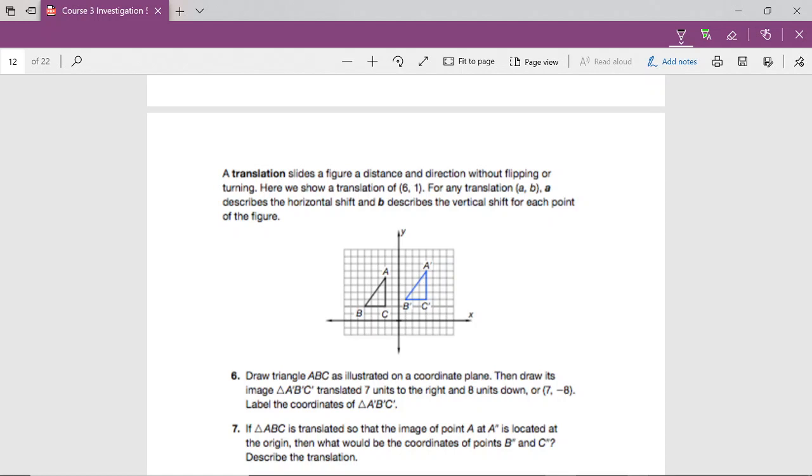So translation slides our figure a direction without flipping or turning. We show a translation of 6, 1, or like I like to describe it, x plus 6 and y plus 1. So that our first one describes the horizontal shift, left or right, and our second part describes up and down, our vertical shift. We can actually see this by just counting the points as well.